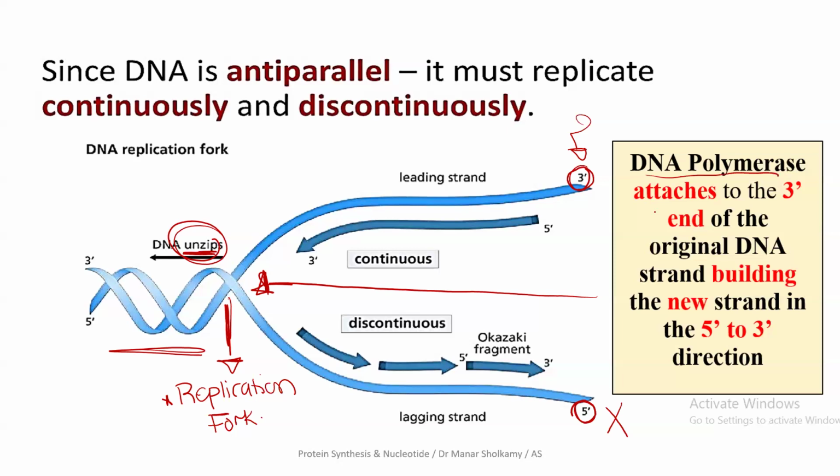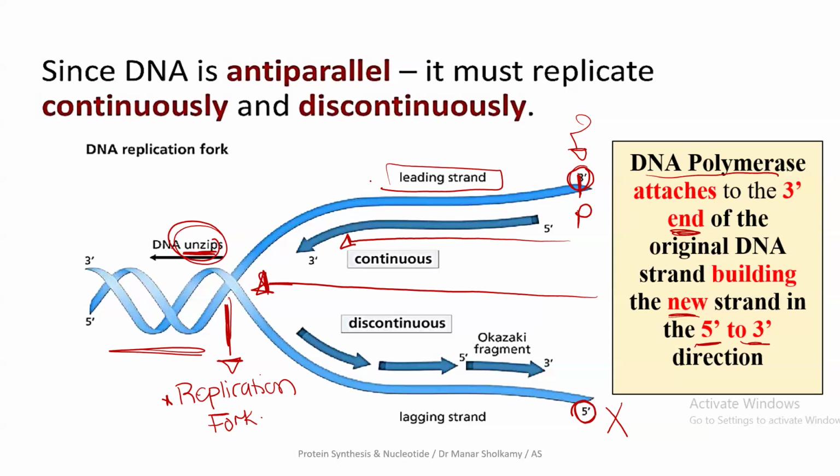The DNA polymerase will attach to the 3' strand of the original DNA, and it will build a complementary strand. This strand that is complementary will be anti-parallel. So the DNA polymerase attaches to the 3' end of the original DNA strand, building the new strand in the opposite direction, in the 5' to 3' direction. So I am the DNA polymerase. I will bind to the 3' end, and I will build a new complementary strand that is anti-parallel. And I'm going to build this in one go, in a continuous pattern. So that strand will be called the leading strand. Nice? Easy?